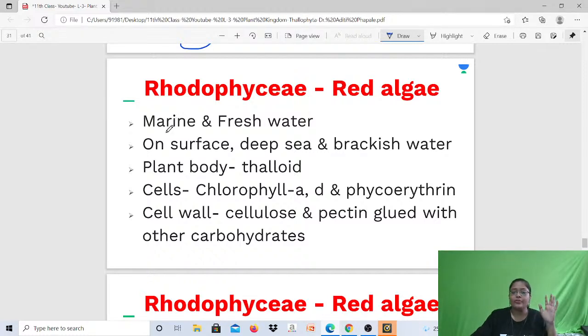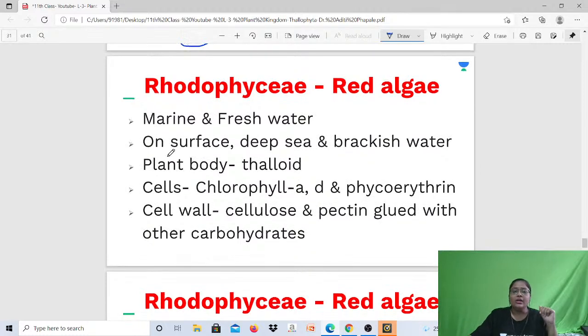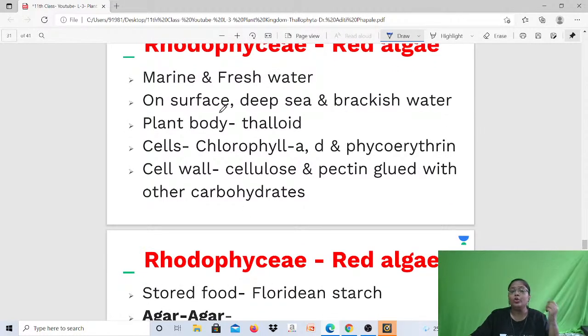Some of them are found in marine water, some of them in freshwater. Some of them are found on the surface. Some of them are present in deep sea and some of them in brackish water as well. Okay, so red algae are found everywhere. The plant body is thalloid, like the other two algae. That means it is not differentiated into roots, stem, leaves, etc.